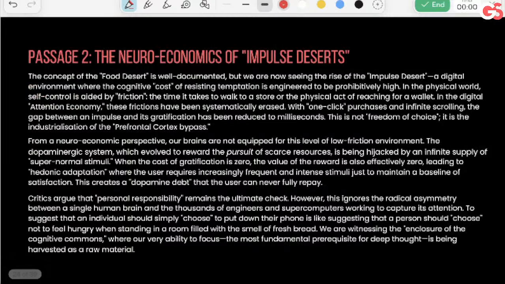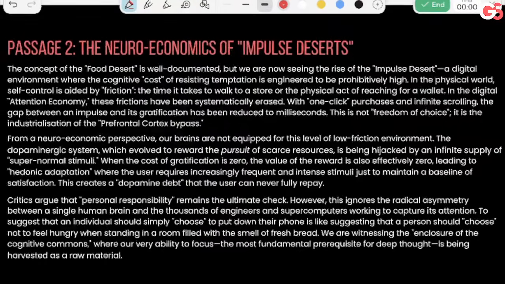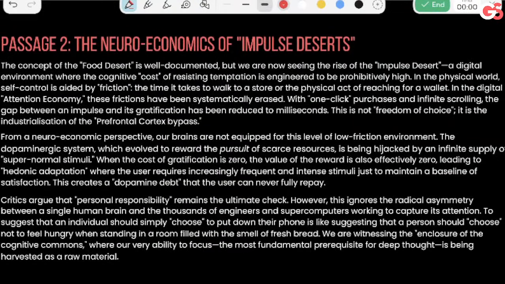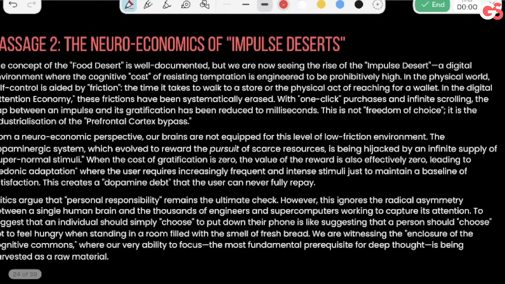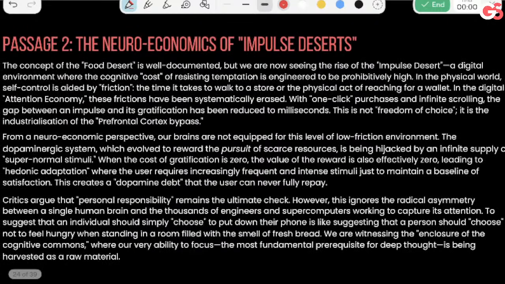The neuroeconomics of impulse deserts. थोड़ा इसको मैंने बड़ा कर दिया है ताकि क्लियरली दिखाई दे. ऑलराइट, यहाँ पे नहीं दिख रहा, this is nothing but "off". यहाँ ऑफ लिखा हुआ है, rest everything is visible here. I'll start the timer.